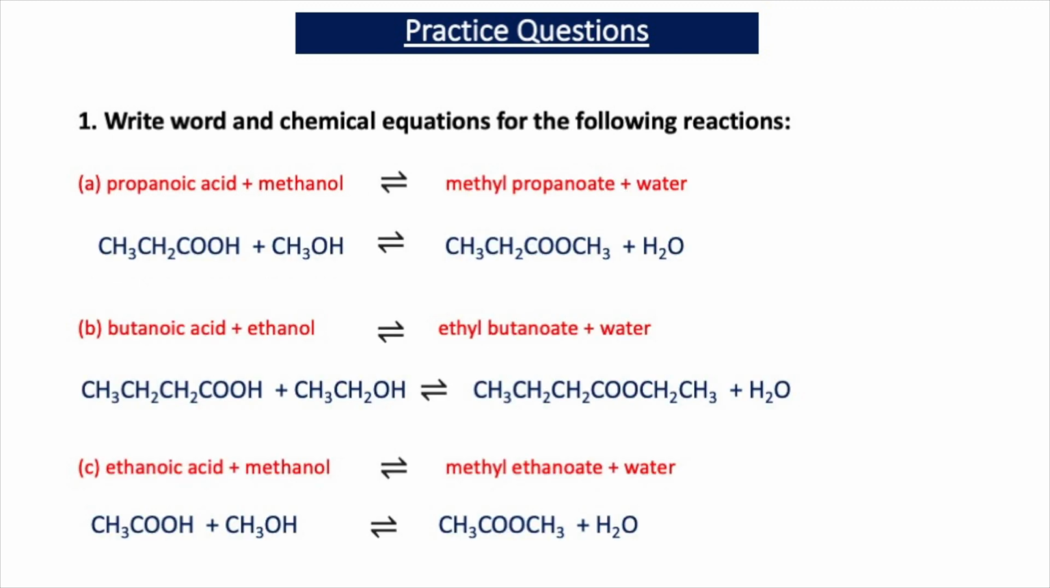Now question 1 is all about making esters, and you're asked to write word and chemical equations for the following reactions. Now when writing chemical equations, you can either draw full structural formula, where you draw all the bonds, or just structural formula. So I've chosen just to draw structural formula, and I'm not drawing all the bonds in. So propanoic acid and methanol make methyl propanoate and water.